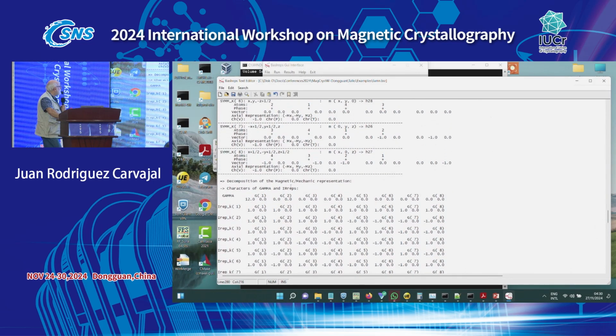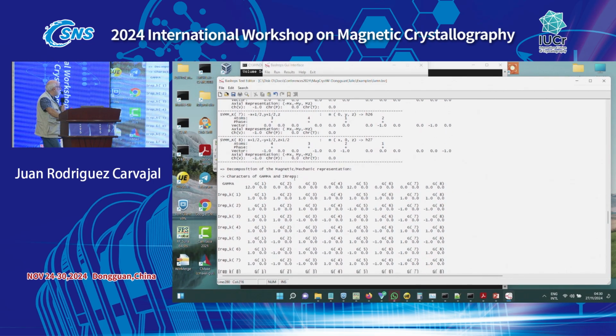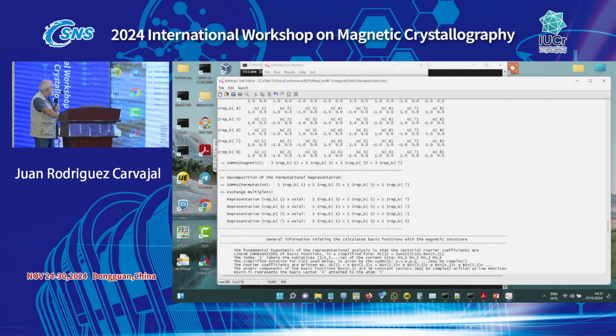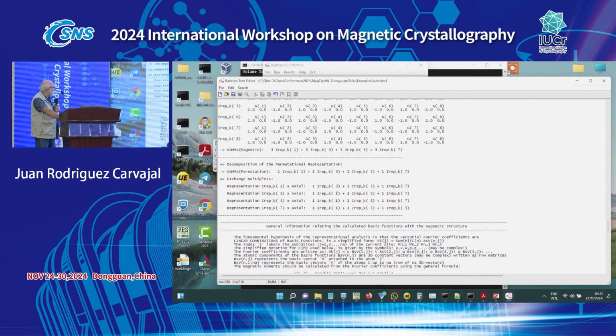Then you can use this formula that I showed you for calculating the magnetic representation, how it is decomposed in irreducible representations. And you see here 3 times irrep 1, 3 times irrep 3, 3 times irrep 5, 3 times irrep 7. Then not all the representations are active for this particular site. This is the important thing. Here you can put exchange. This is another concept that I will not enter into here.